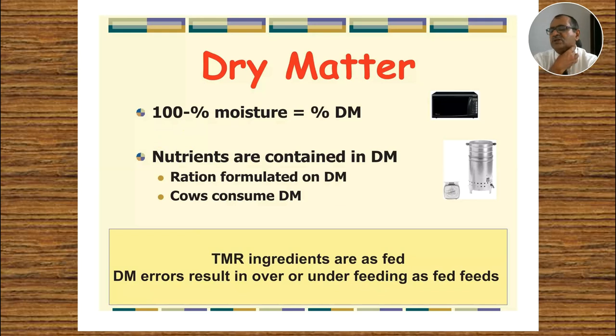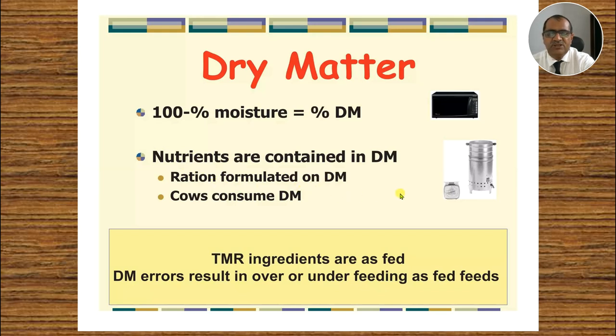100 minus percent moisture. Suppose it has 70% moisture, then the dry matter will be 30%. Whereas if it has low moisture, say 10%, at maximum 15%, then 100 minus 15 is 85% dry matter. So nutrients are contained in dry matter. A ration formulated on a dry matter basis means the water content is subtracted from the total quantity that is fed, hence for better calculation. The nutrients are contained in dry matter only.